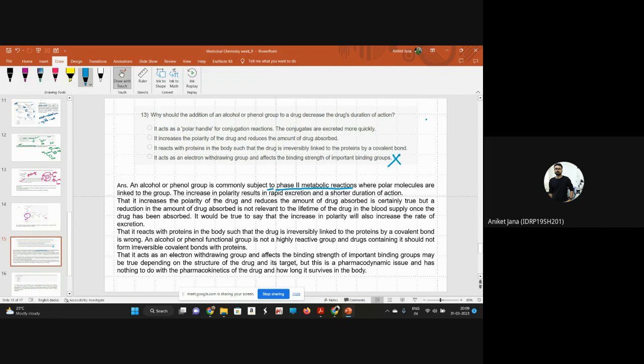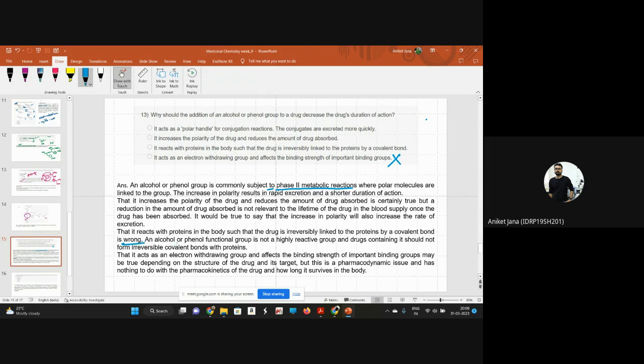That it increases the polarity of the drug and reduces the amount of the drug absorbed is certainly true, but a reduction in the amount of the drug absorbed is not relevant to the lifetime of the drug in the blood supply once the drug has been absorbed. It would be true to say that the increase in polarity will also increase the rate of excretion. That it reacts with proteins in the body such that the drug is irreversibly linked by a covalent bond is wrong.